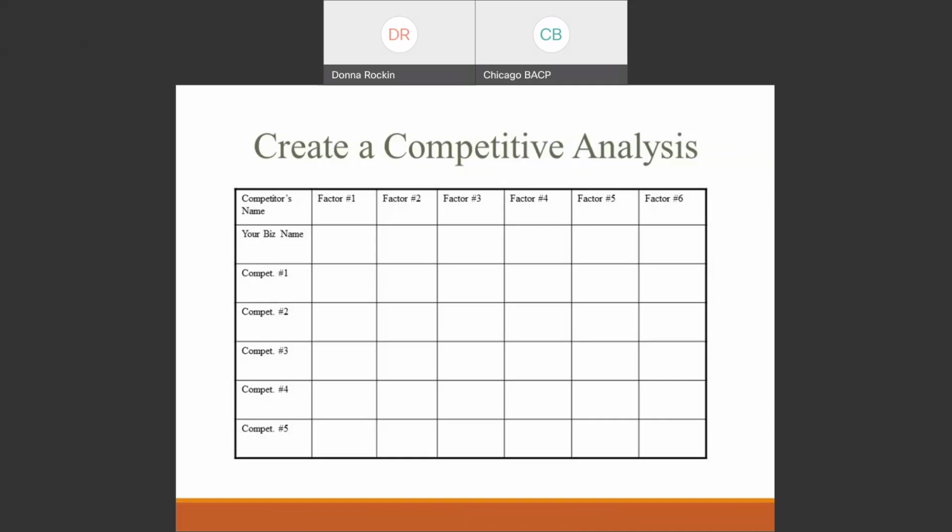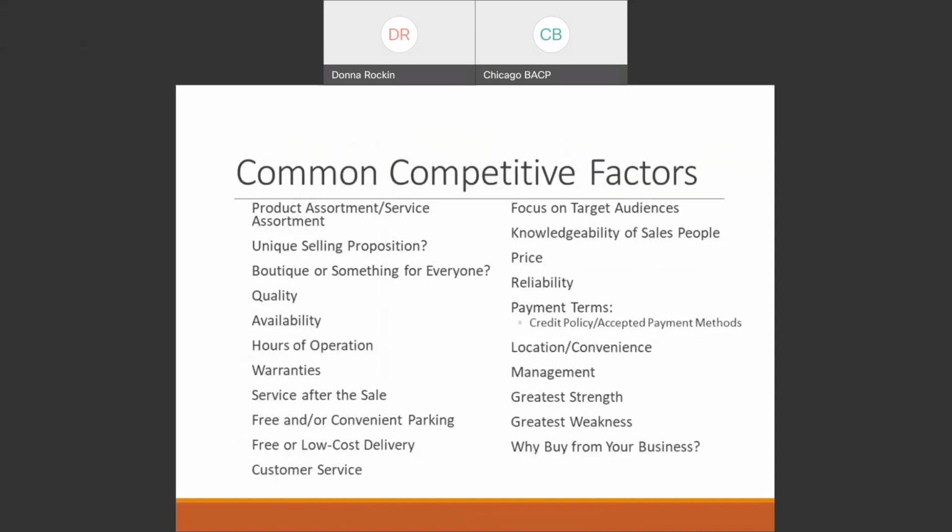So you put the 5 or 6 factors across the top, then your business, and then 4 or 5 of your biggest competitors. So if I was McDonald's, I would put McDonald's there, and then my first factor might be uniform quality, my second factor might be affordability, my third factor might be product or menu assortment, and my fourth factor might be hours of operation. So that's how you fill this out.